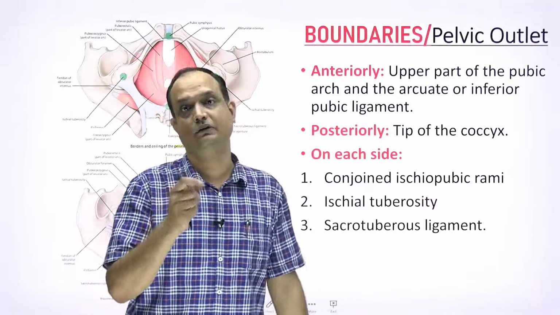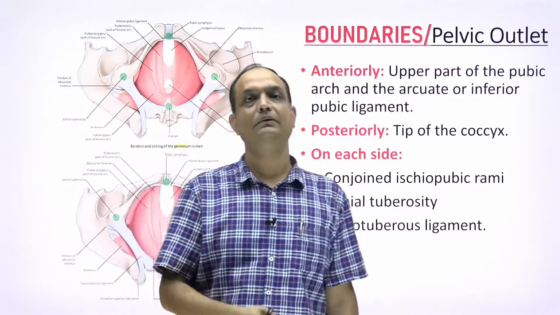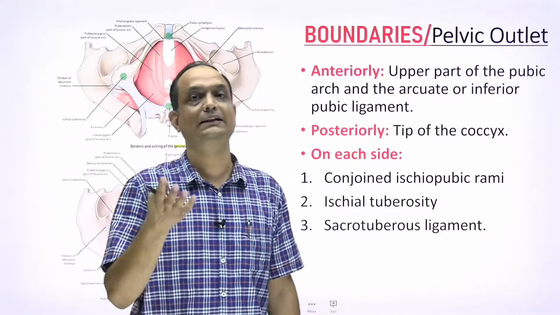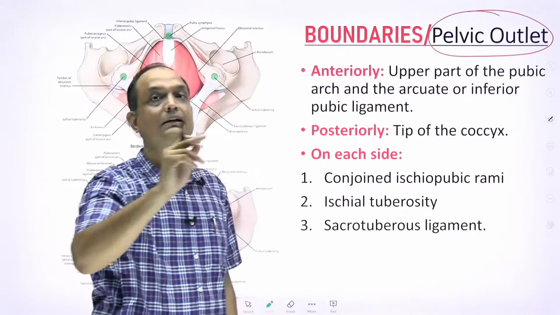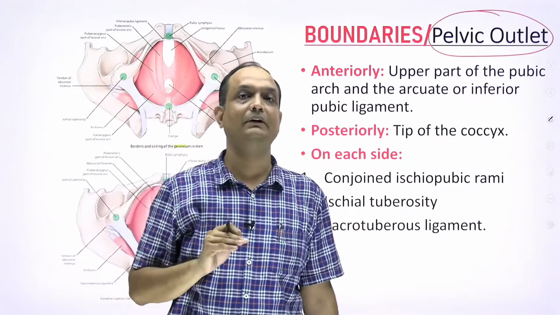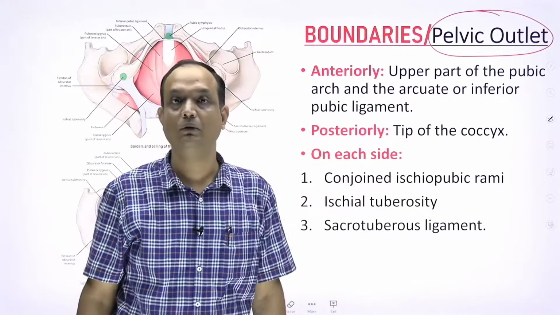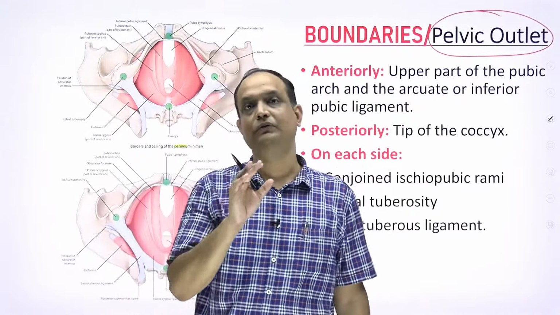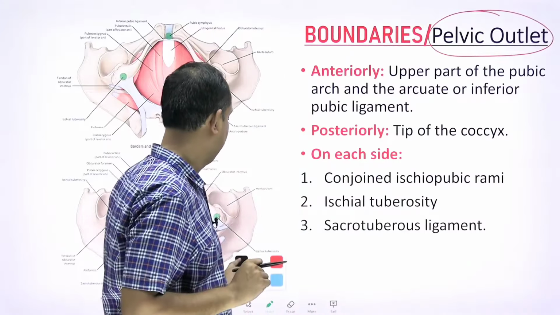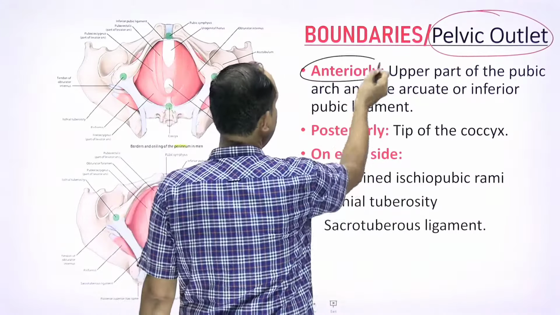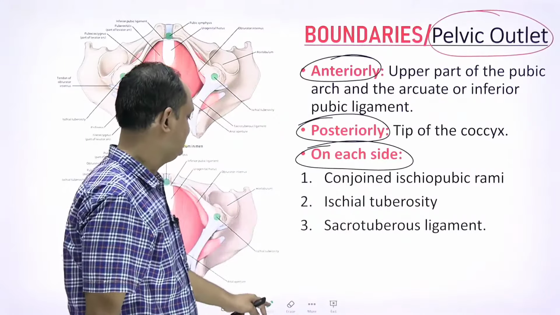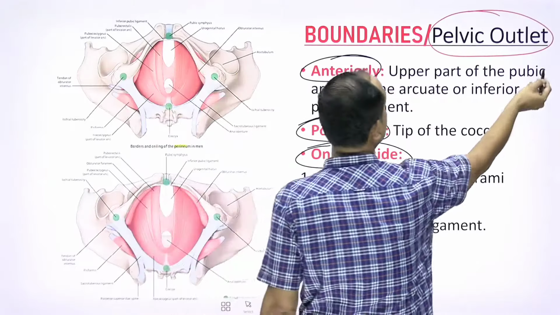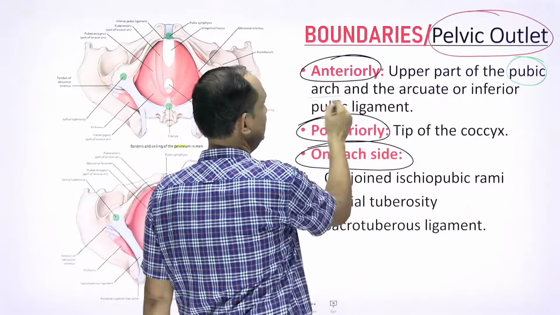So what are the boundaries of the perineum? I just told you that the perineum is the lowermost part of your trunk, and that is also known as the pelvic outlet. So you have to understand that the perineum lies below the pelvic diaphragm, surrounded by the pelvic outlet. What are the bony boundaries of your perineum? There is the anterior boundary, posterior boundary, and right and left side boundaries. On the anterior aspect, the bony boundary is the pubic arch and the arcuate or inferior pubic ligament.